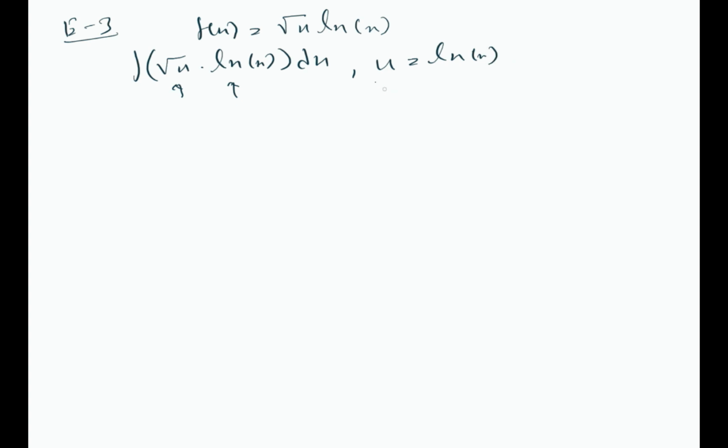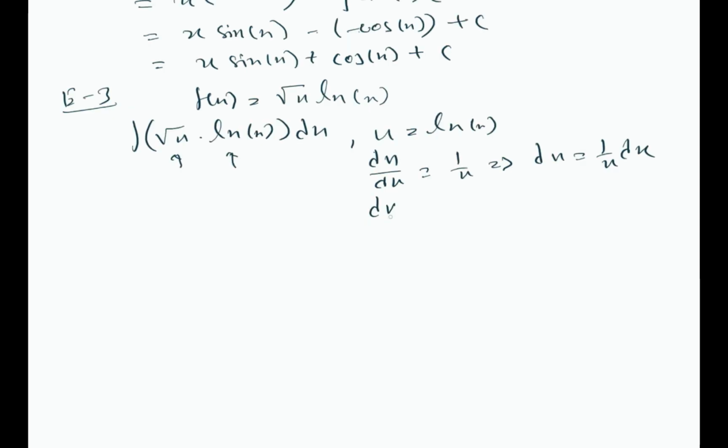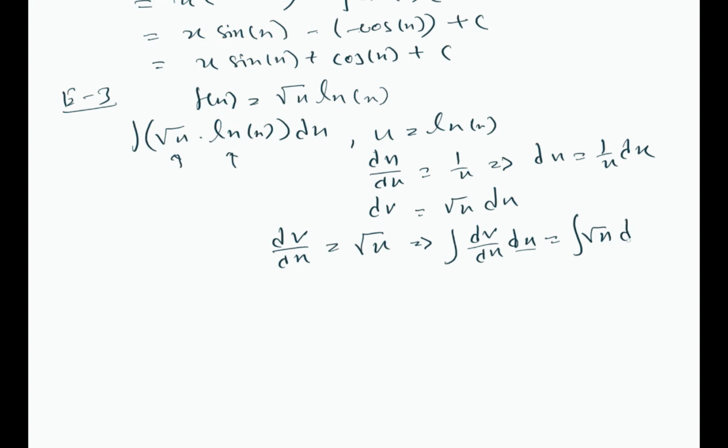Okay, so we can write du/dx is equal to 1 over x. Therefore we can write du is equal to 1 over x dx, right? And db is equal to square root of x dx. If you divide both sides by dx, then you would get db/dx is equal to square root of x. Then if you integrate both sides, you will get the integral of db/dx dx, and this is because of integration, equal to the integral of square root of x dx.